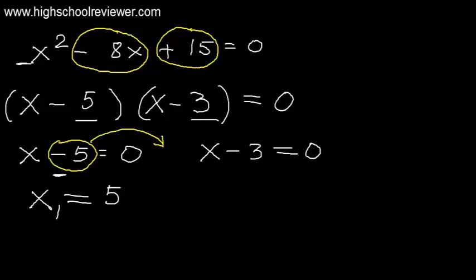And then to solve for x sub 2, we will just transpose negative 3 to the other side. What will be left here will be positive x. And if we transpose negative 3, it will change sign and become positive 3, and this is our x sub 2. Therefore, x sub 1 equals positive 5, and x sub 2 equals positive 3. They are our final answers.